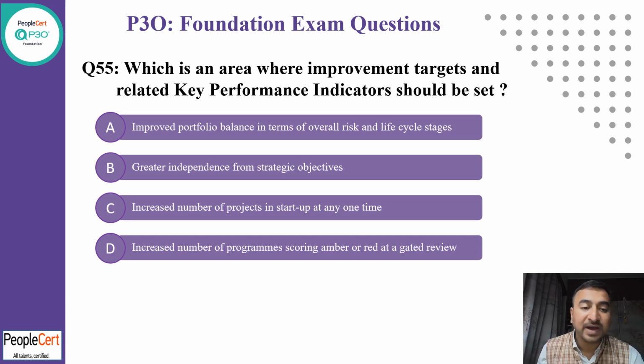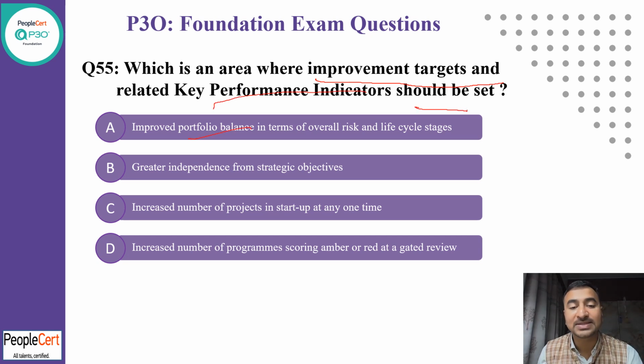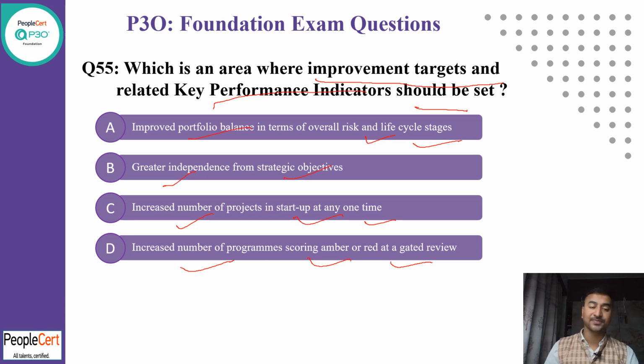Question number 55, which is an area where improvement targets and key performance indicators should be set? Improve portfolio balance in terms of the overall risk and life cycle of the strategy, greater independence from the strategic objective, increase the number of projects in startup at any time, increase the number of programs scoring amber and red, and get a review technique. Take a pause, give your answer. Let me give you a rationale.